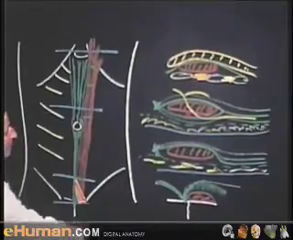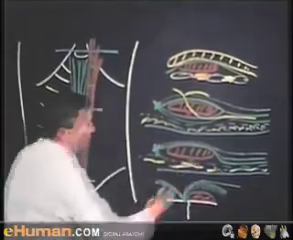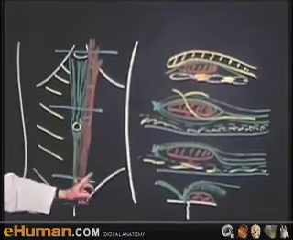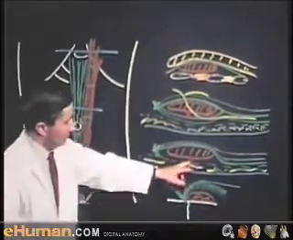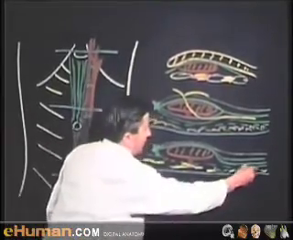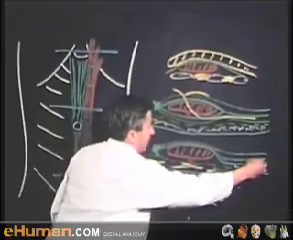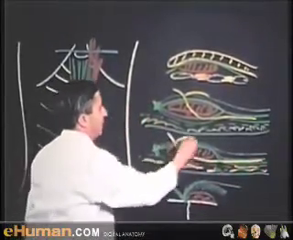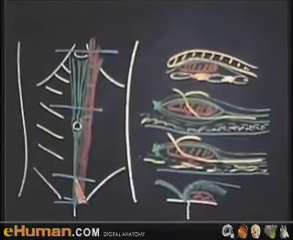Now, for sake of completion, we should put in here the inferior epigastric artery, rising from the external iliac and passing up into the rectus sheath. And we can again show the nerve supply to this muscle coming in, coming through, and dividing up in that way.